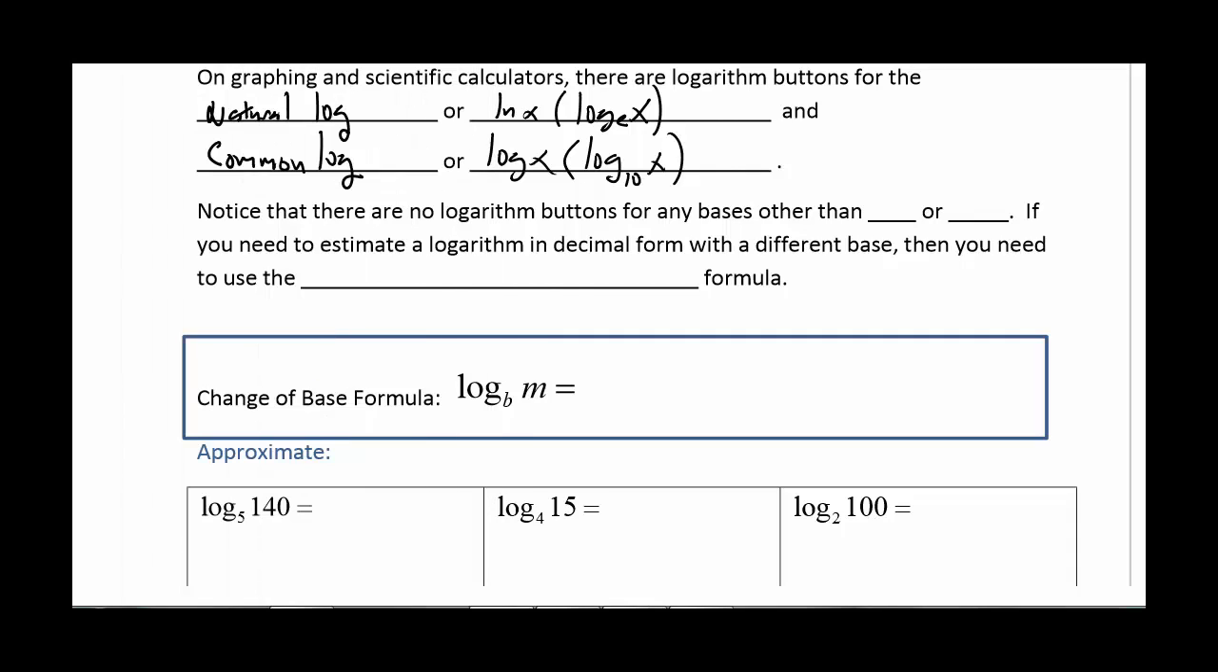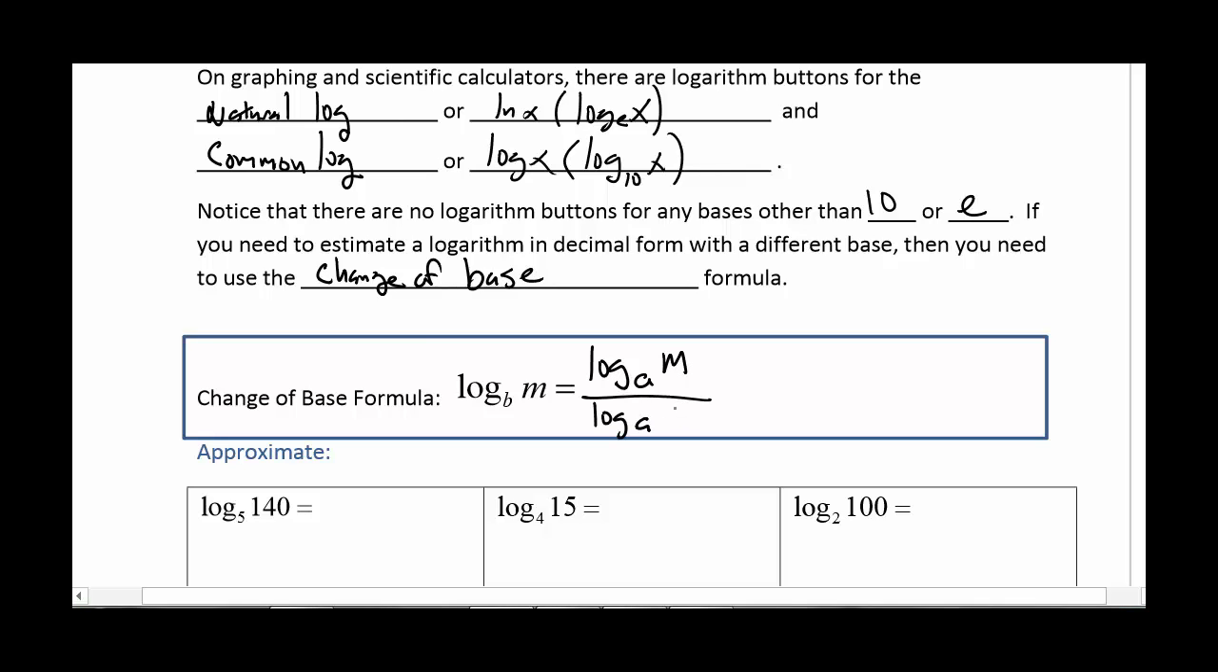Okay, so kind of read through then. For the most part, there's no log buttons for any other base other than 10 or e. And so if you need to estimate a logarithm in decimal form with a different base, you're going to need to use what's called the change of base formula. Now, in general, the change of base formula says that we can take the log of any base of m over the log of that same base of b. So we want to use that number and that number to set up our change of base formula.